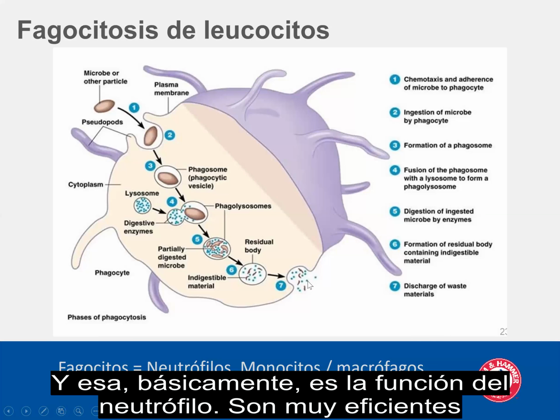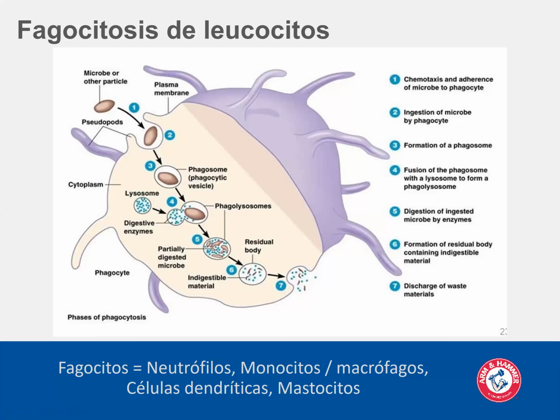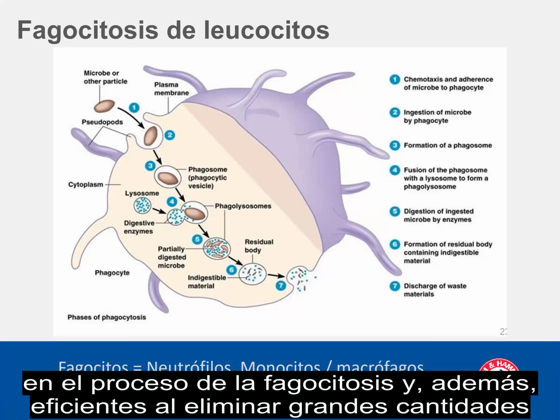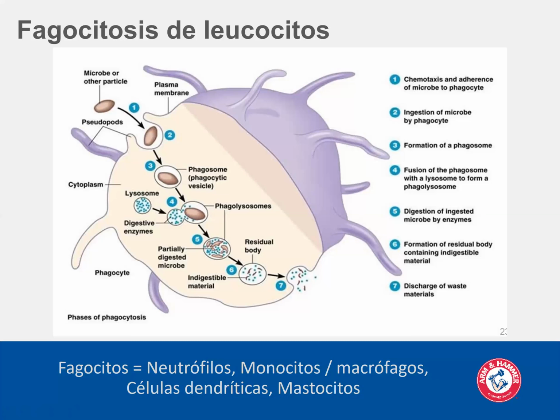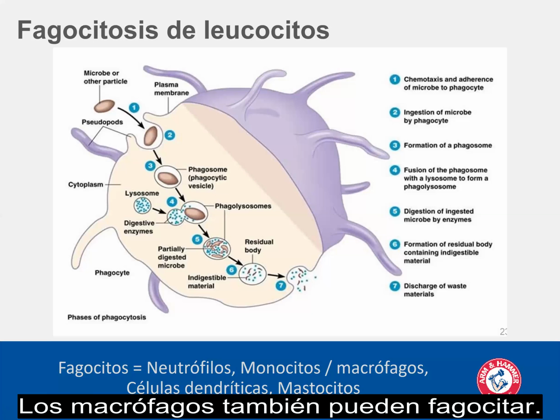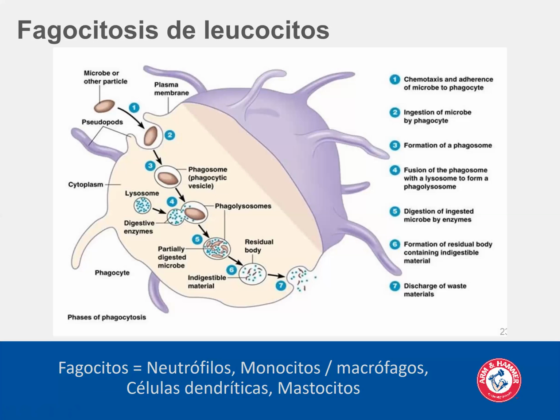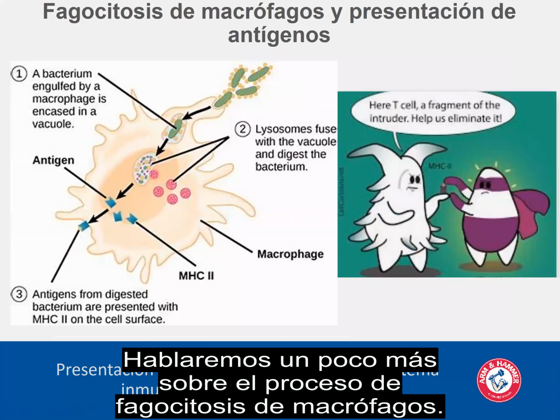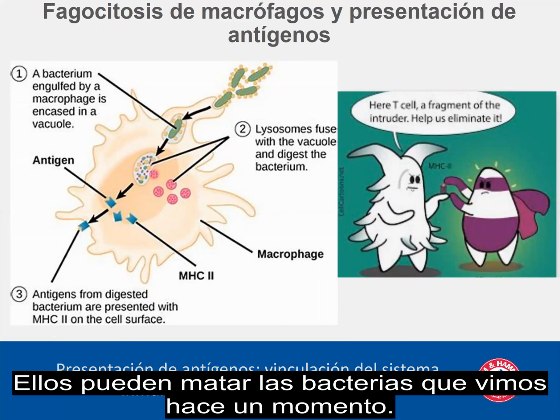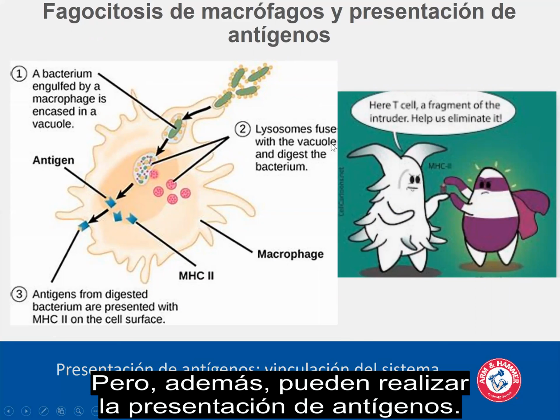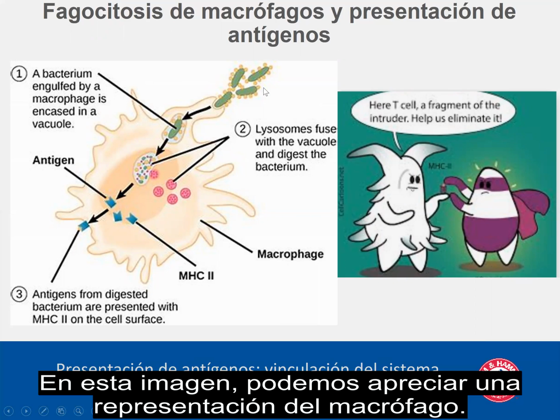So like I say, neutrophils do that. That's how they go in, and they're very, very good at phagocytosing and killing off large numbers of bacteria. Macrophages also phagocytose, and we're going to talk a little bit more about the process when macrophages phagocytose. They can kill the bacteria, like we saw in the previous slide, but they can also do something else called antigen presentation. And here's the schematic now.